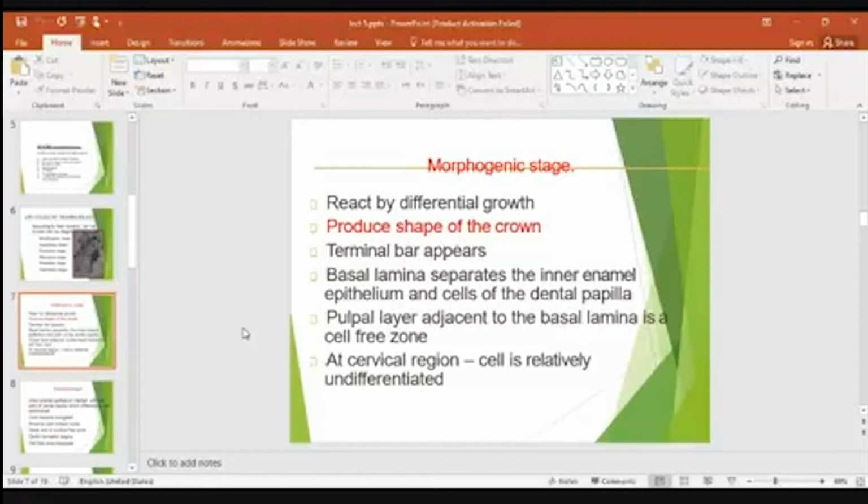Produce the shape of the crown. Terminal bar appears. It has a terminal bar. Basal lamina separates the inner enamel epithelia and cells of the dental papilla. There is a basal lamina between the inner enamel epithelia and the cells of the dental papilla, which are the odontoblast cells. The pulpal layer adjacent to the basal lamina is a cell-free zone. Cell-free zone. The pulpal layer, meaning on the side of the dental papilla, here we have a cell-free zone, meaning free of cells. At the cervical region, the cells are relatively undifferentiated. The cells in the cervical region are still undifferentiated.